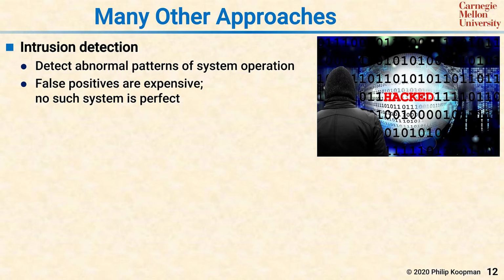One is intrusion detection. This is when your system detects abnormal patterns of system operation as a way to determine if it's under attack. An issue with intrusion detection is that sometimes things are abnormal because the system is acting in a way that is unusual or operating in an unusual environment. So intrusion detection usually just tells you something's different, which might or might not be an attack. False positives are expensive, and so that means you may spend a lot of money sifting through, well, yeah, it was different, but not an attack.